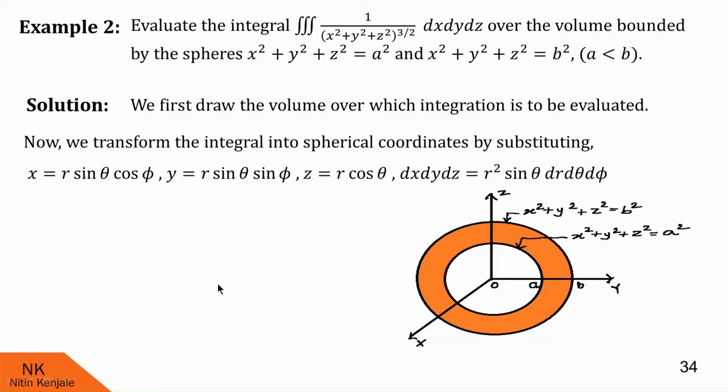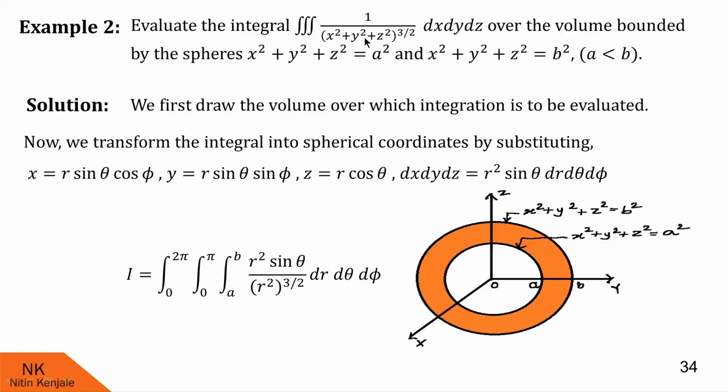Now let us find limits for r, theta and phi. Note that the volume ranges from this sphere to the other sphere. On this sphere, modulus is a, and on the other sphere, modulus is b. So limits for dr vary from a to b. So the inside integral will have limits a to b like this. Also here theta varies from 0 to pi, and by flipping this at 2 pi angle we will get this hollow sphere. Therefore phi will have limits 0 to 2 pi.